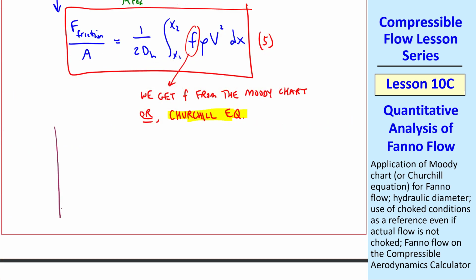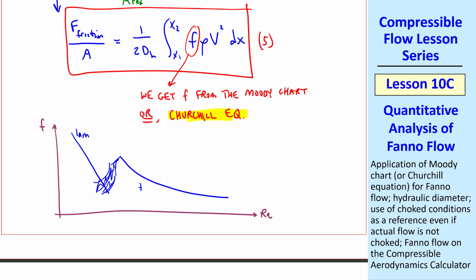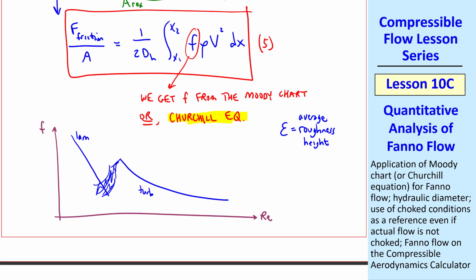You may recall from your undergraduate fluids class that the Moody chart plots f, the Darcy friction factor, as a function of Reynolds number, and the Moody chart has a laminar portion, kind of a fuzzy transitional area, and then a turbulent portion. We define epsilon as an average roughness height, and this lower curve here is the smooth case for epsilon equals 0.